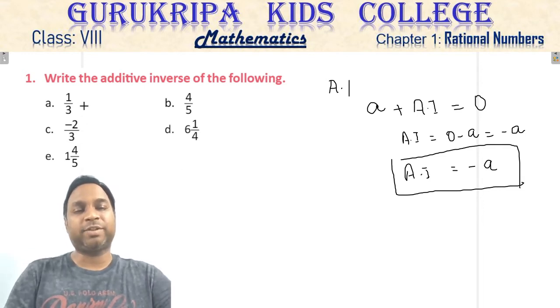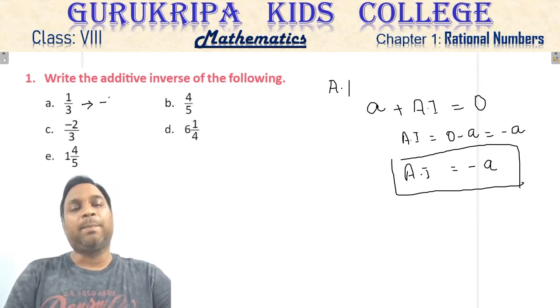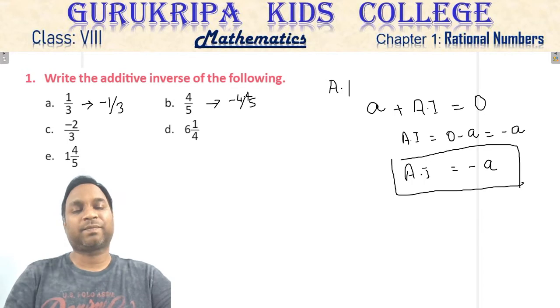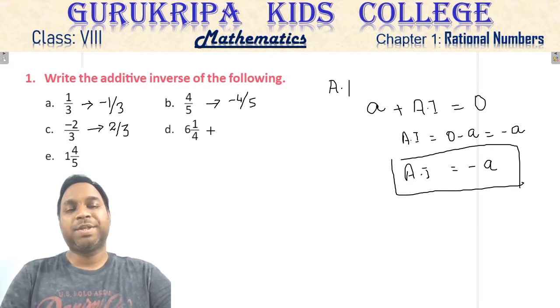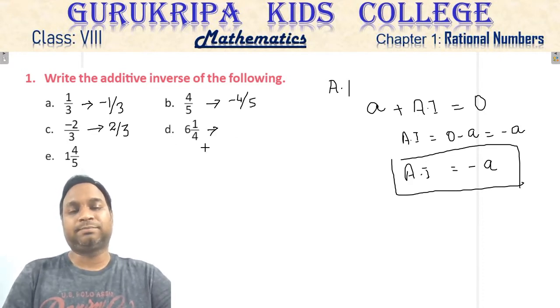So let's see the first question now. What is the additive inverse of 1 by 3? Minus 1 by 3. 4 by 5? Minus 4 by 5. Minus 2 by 3? Plus 2 by 3. 6 1 by 4?